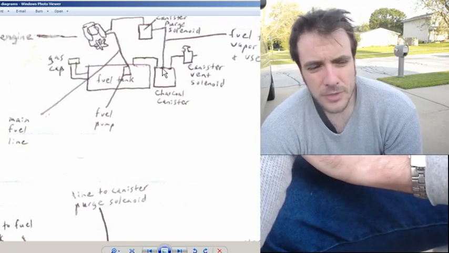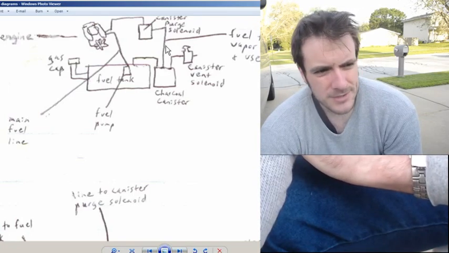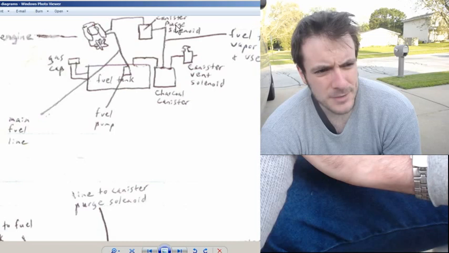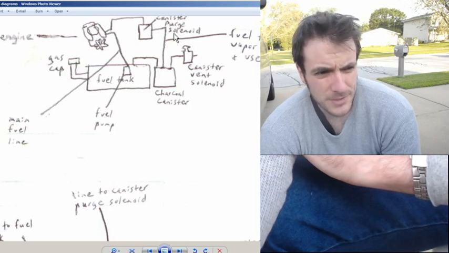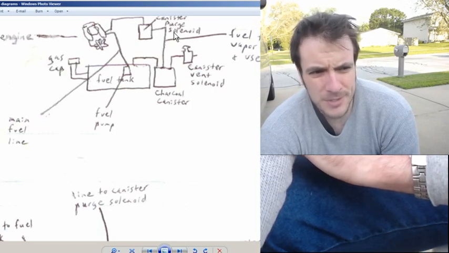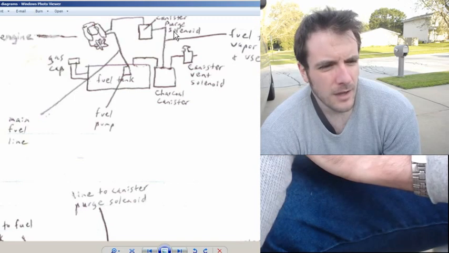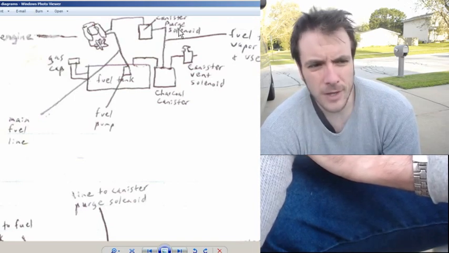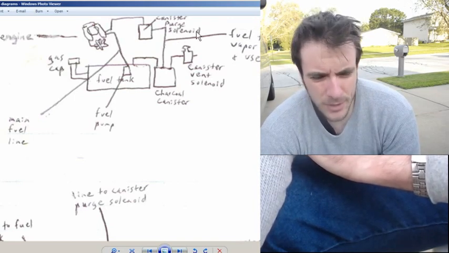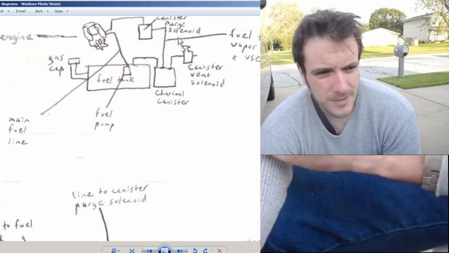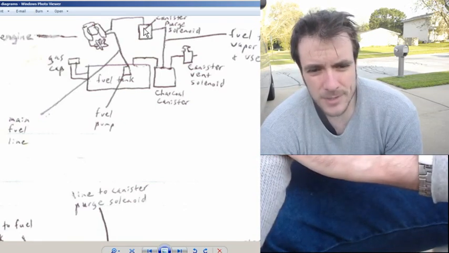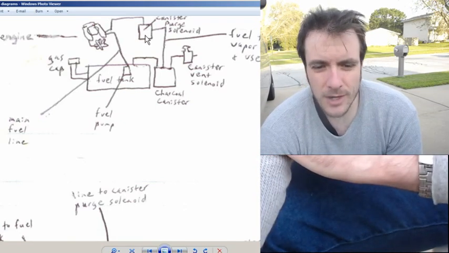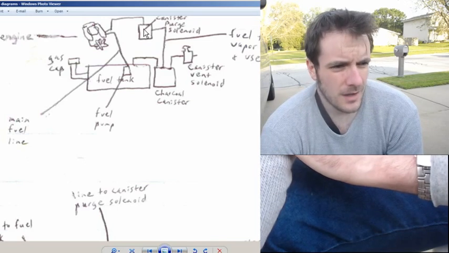Next, the third line coming out of the charcoal canister goes up and into the canister purge solenoid, also could be called the charcoal canister purge solenoid valve. It too is a valve that turns off and on by a solenoid, which means a motor that turns the valve open or closed. It, by default, is always closed. When the car's off, it's closed.